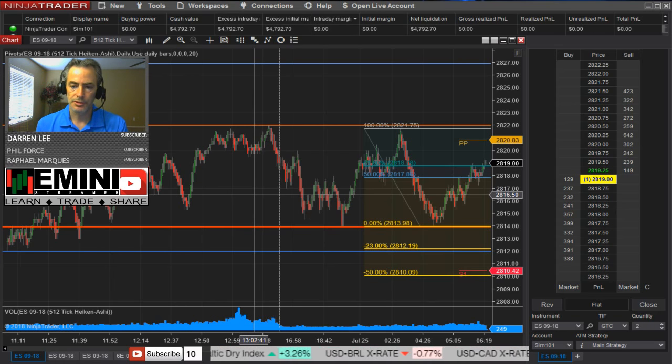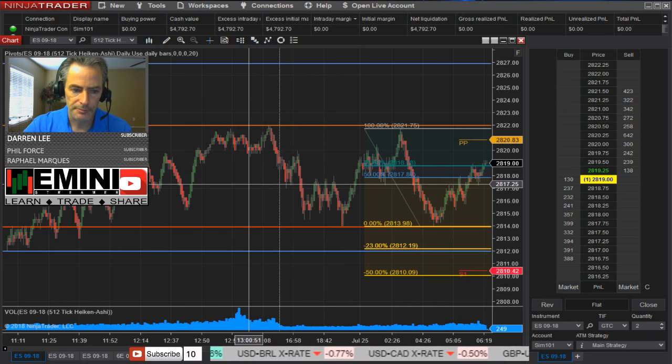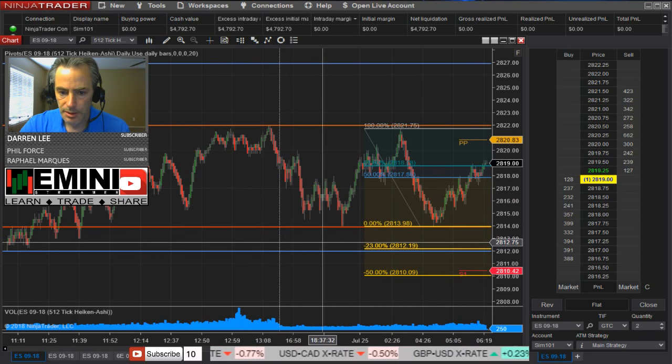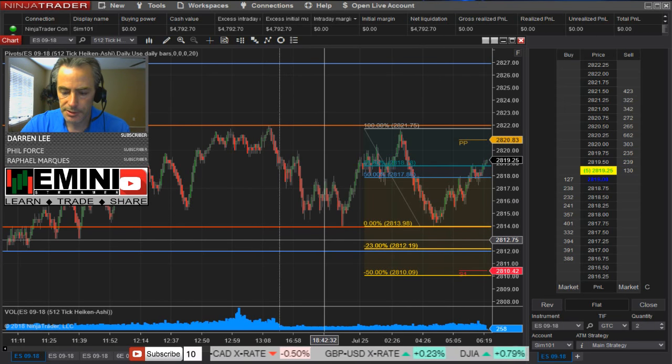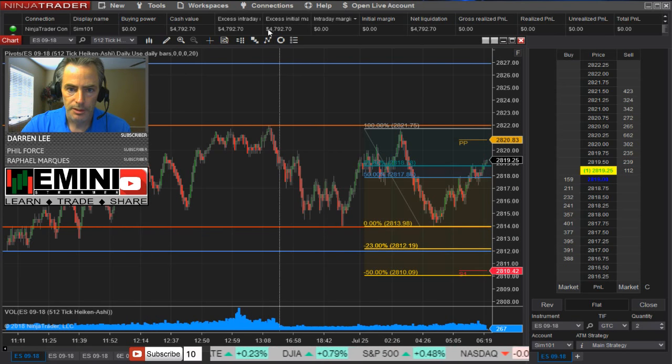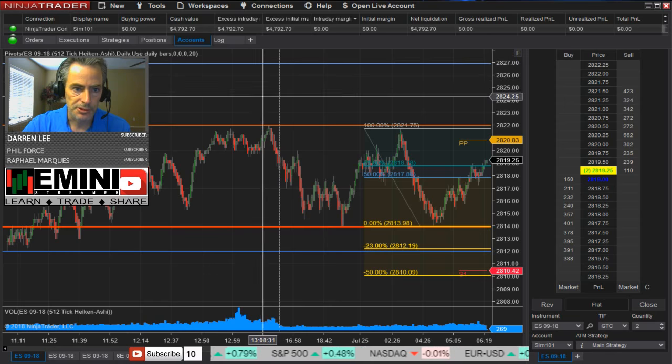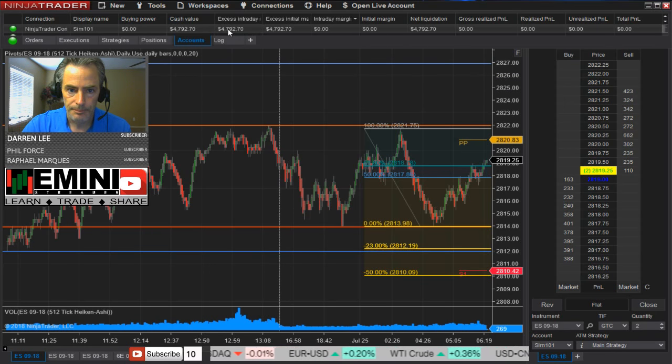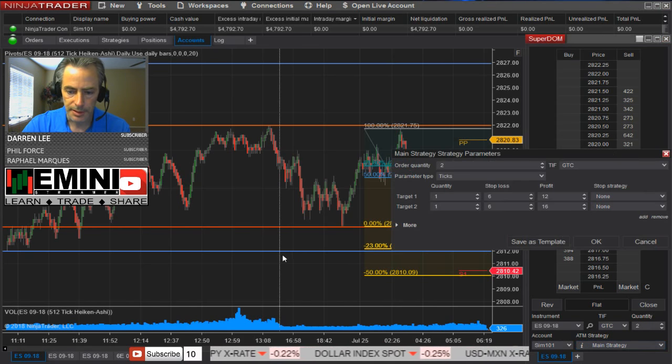So we're back. The strategy that we're using is the 50% Fibonacci retracement. We're using a 6-tick stop loss as part of our strategy. We're using a $5,000 simulated account that we set up. This is a reflection from our trades from yesterday. To set up your strategy, just go down to your Super Dom, click Edit.